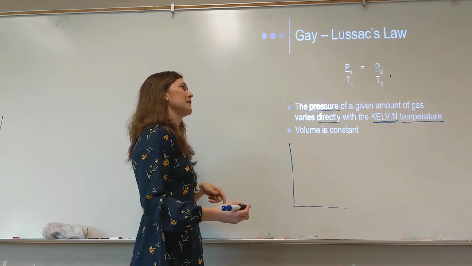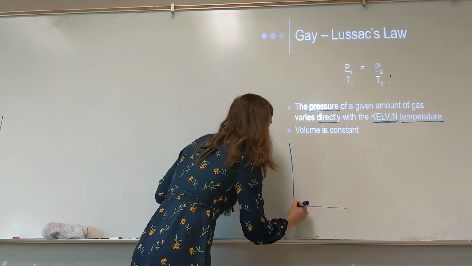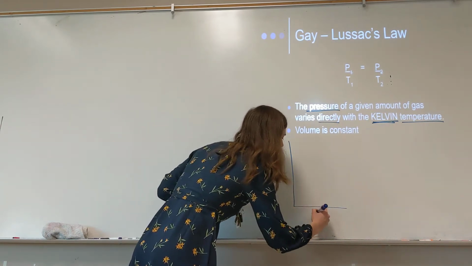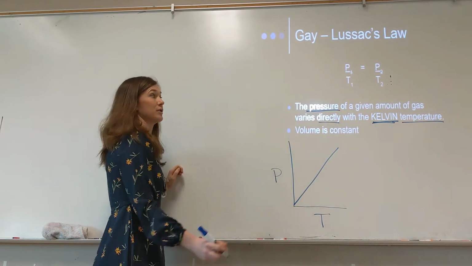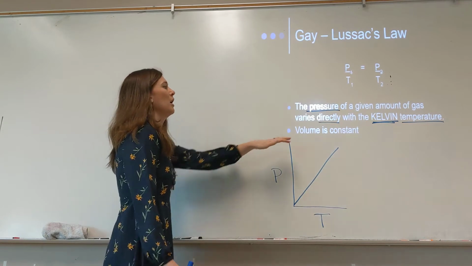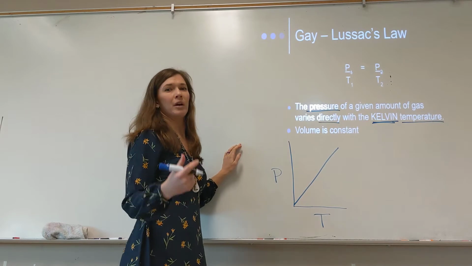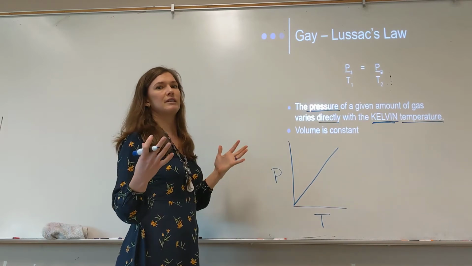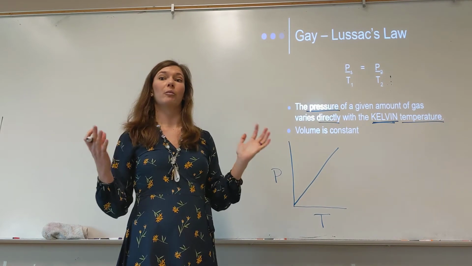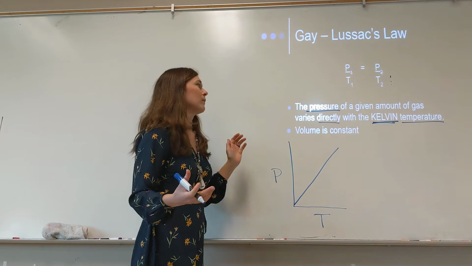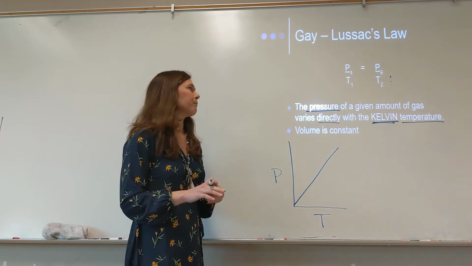Notice that volume is constant. So remember that if we have a direct proportion, as one of those variables goes up, the other one is going to go up. So as temperature increases, pressure is also going to increase. Volume is constant in this case, so you will not be given a volume. It might say something like in a steel container, so the volume would not be fluctuating.